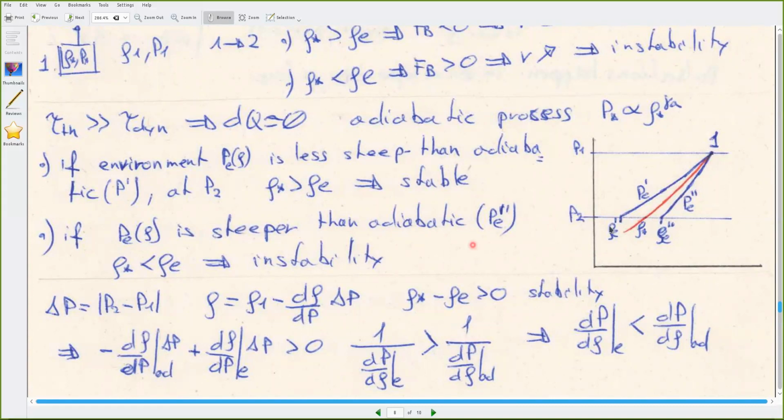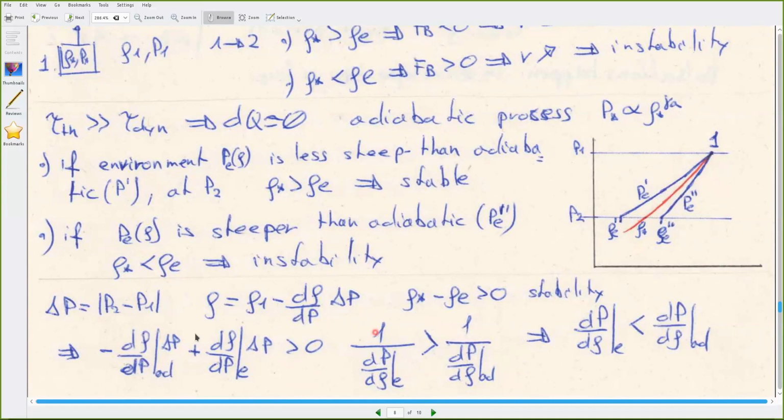If instead the process has a gradient that is steeper than the adiabatic, then the density of the environment will be higher than the object, so the movement of the object will continue, so there is instability for convection. That means, visually, that the gradient outside in the star, in the area we are considering, should be steeper than adiabatic.